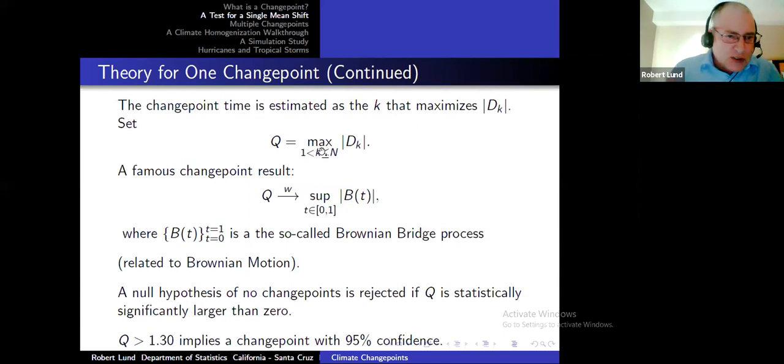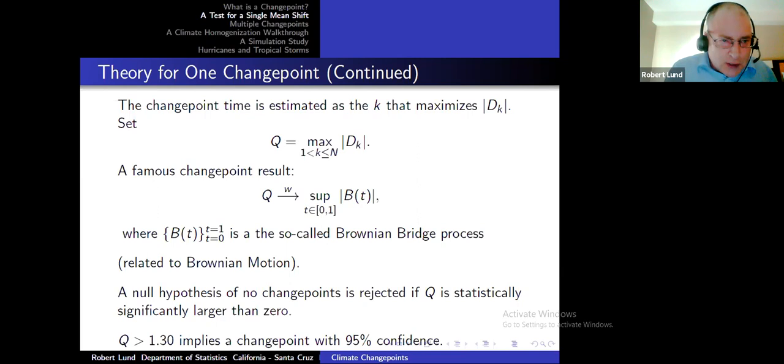And for statisticians, this typically invokes fear because you're getting to some things like extreme values and other things. We're not talking about averages, we're talking about maximums. And this sort of makes change point theory a little bit hard for statisticians. But there is a famous result. This Q statistic, as capital N goes to infinity, converges to a distribution that statisticians can quantify. And what is it? Well, it turns out to be the largest absolute value of what we call a Brownian bridge. Now, that's a mouthful.